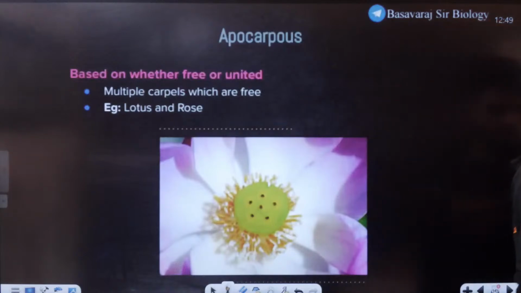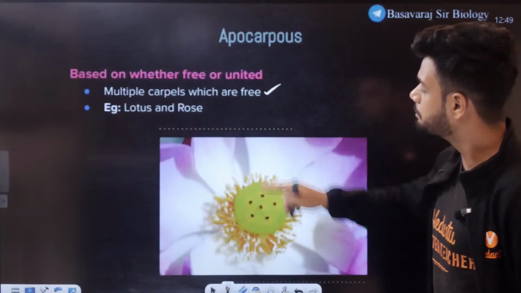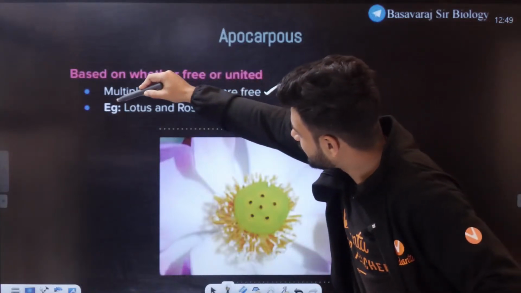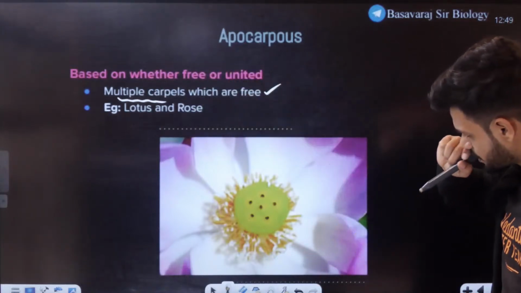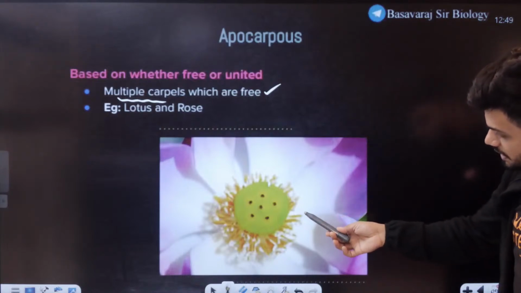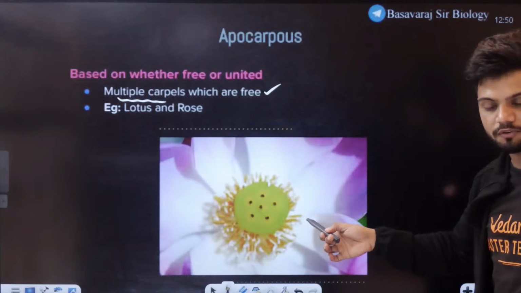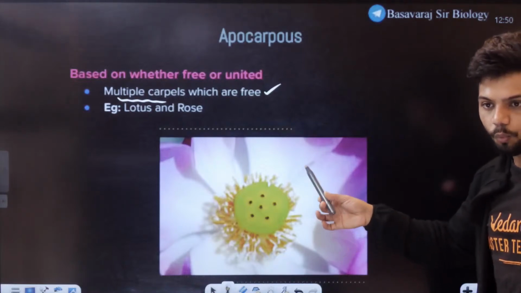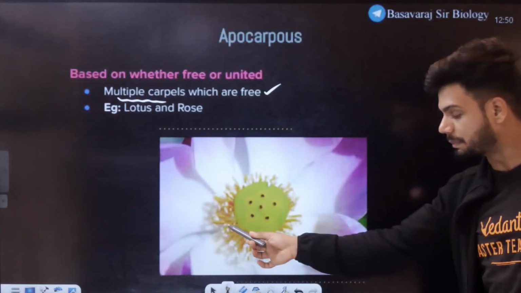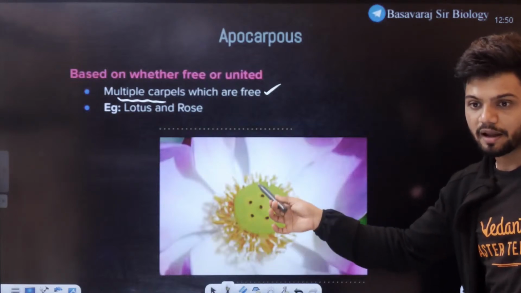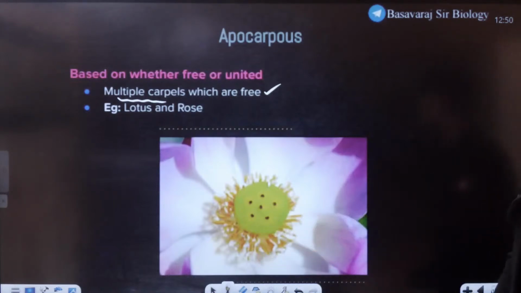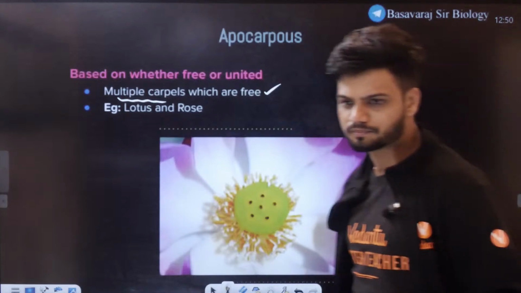Okay, now students, what is apocarpous? Free. Multiple. See, it is always multiple carpels. Students, can you see? One pistil has multiple carpels here. Can all of you see this? Multiple carpels, everything is free here. Okay.